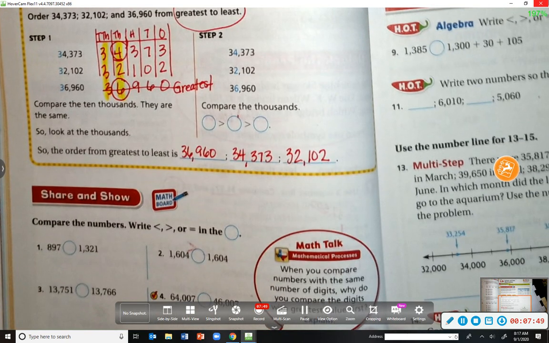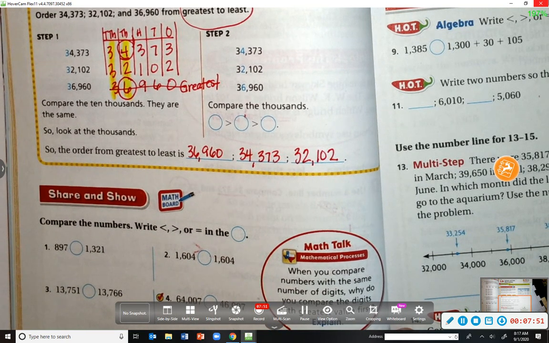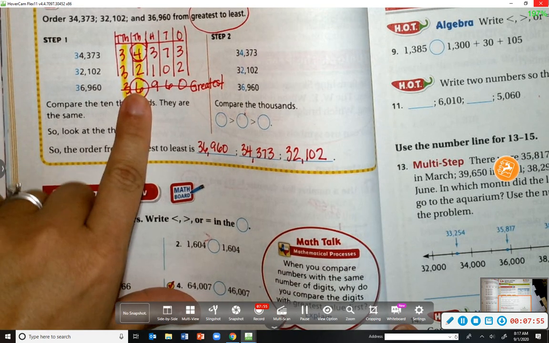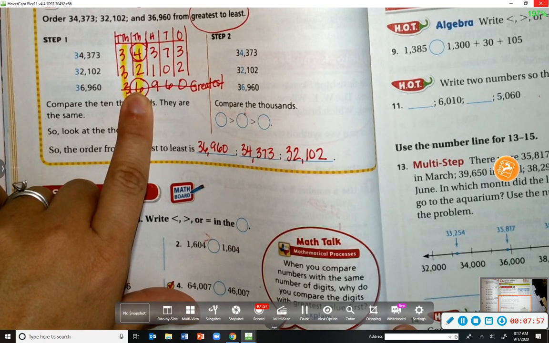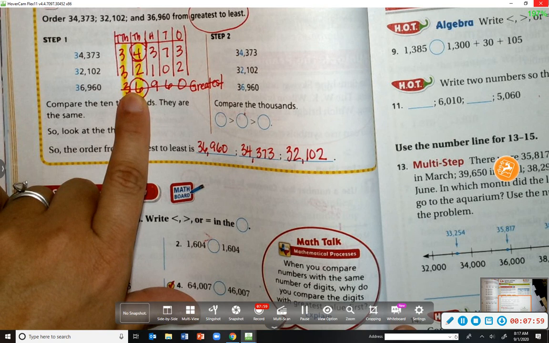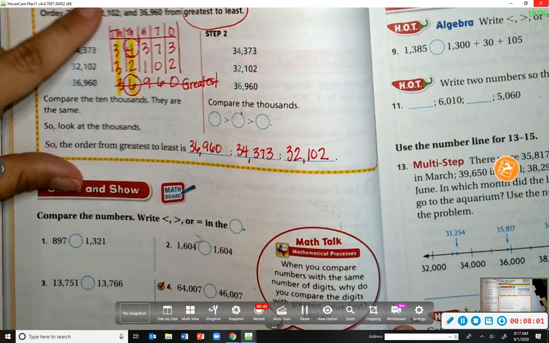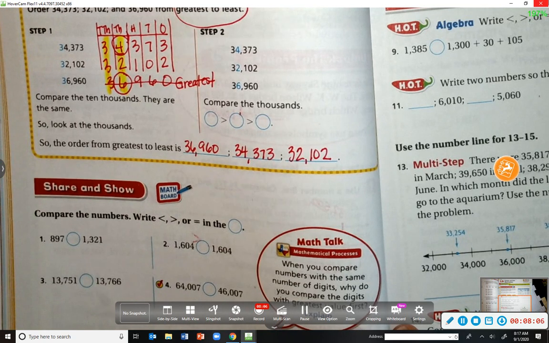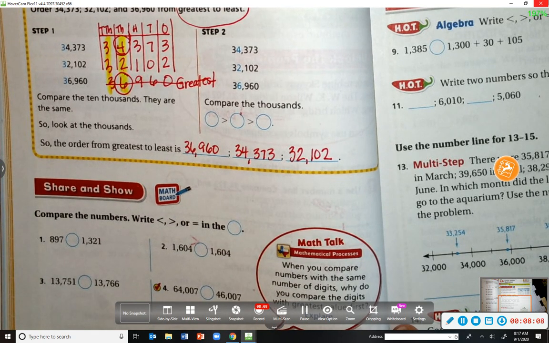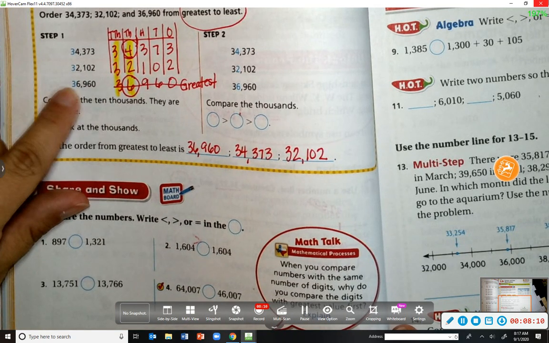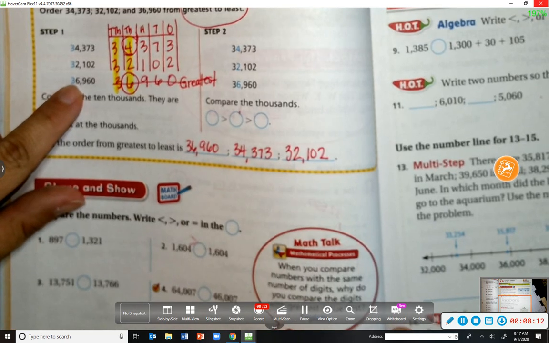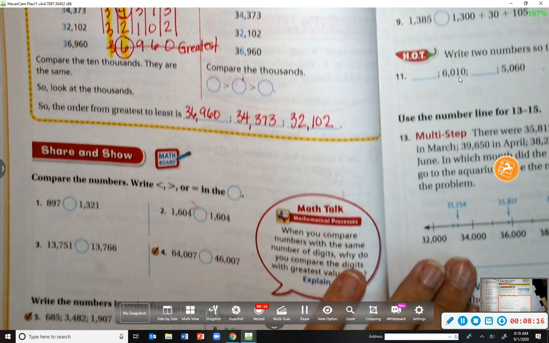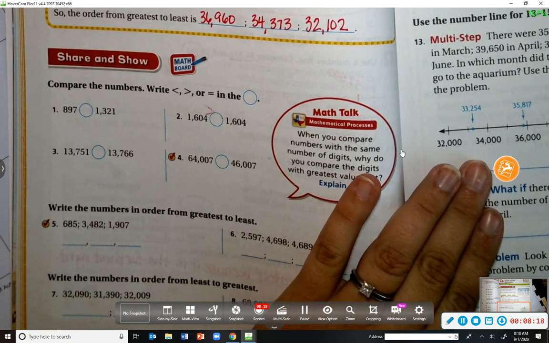Okay, so comparing place values helps us to order them from greatest to least. We start from the left and we move over if each digit's the same. Now if we don't have all of our digits lined up, you will get these wrong. So make sure you're lining them up either using a place value chart or just like this, like you see in step 1.